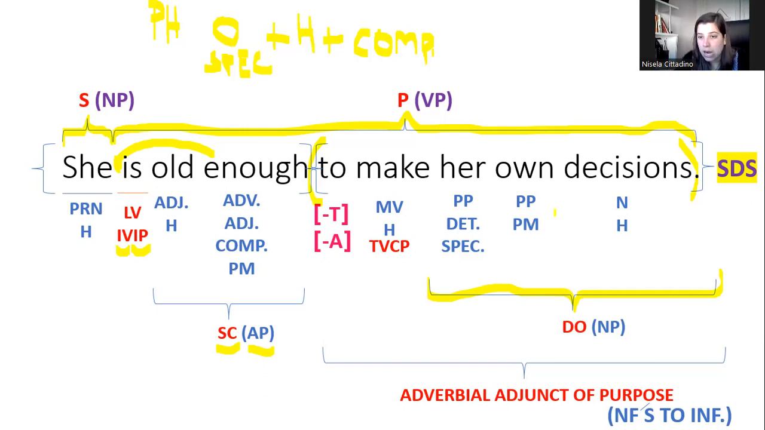And her own decisions is a noun phrase, okay? This is a noun phrase. Her, it's a possessive pronoun, a determiner, and a specifier, yes? Own is also a possessive pronoun, pre-modifier, and decisions is the head and the noun of the sentence.